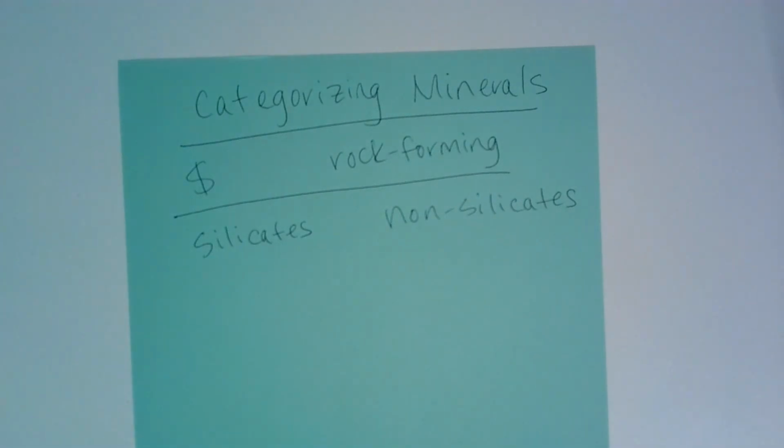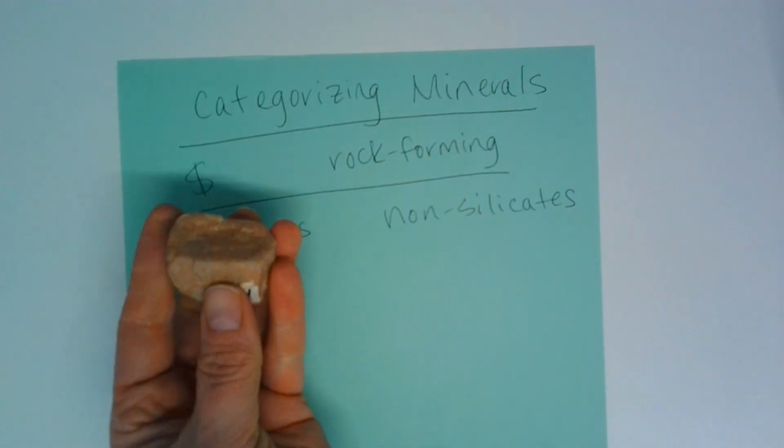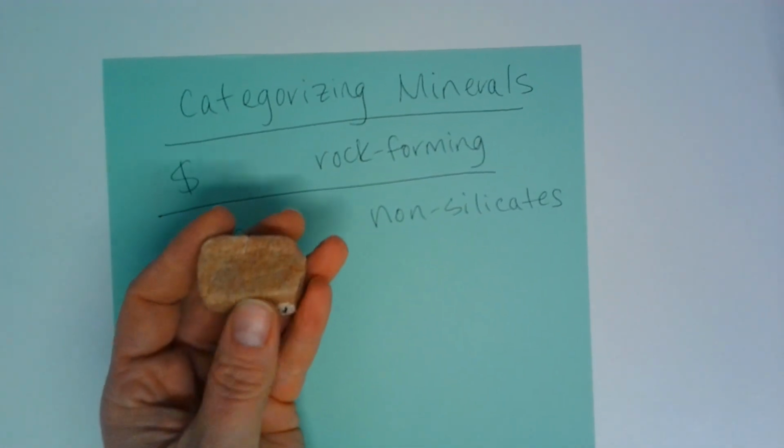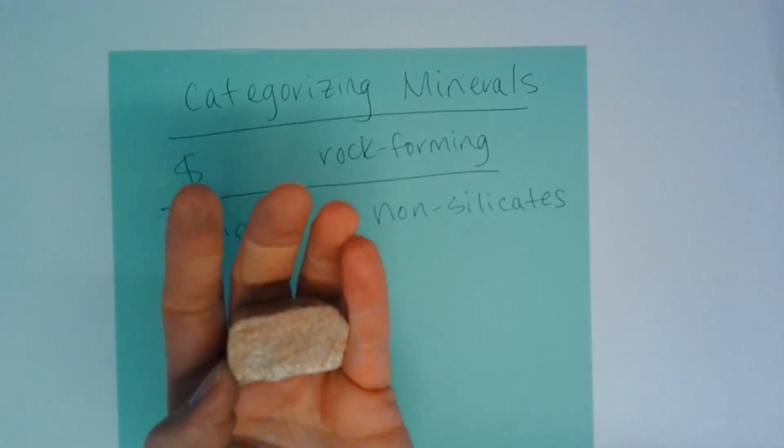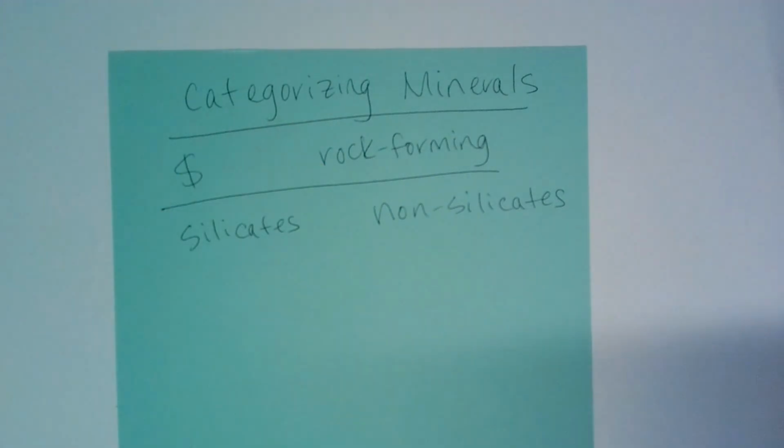Feldspars are the most common. An example of feldspar: it's the same color as my skin, so it's kind of a rosy pink color. And that's the most common mineral on the continental crust. It is used to make strong glass, like for making porcelain toilets.